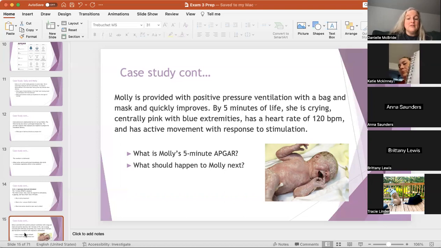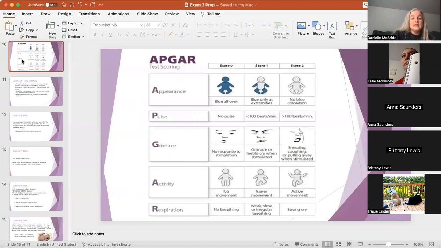And at 5 minutes of life, she's crying. She's centrally pink with blue extremities, has a heart rate of 120, and has active movement with responsive stimulation. So let's go back to this. She's centrally pink with blue extremities. First of all, what is that called? Acrocyanosis. Is that normal? Yes.